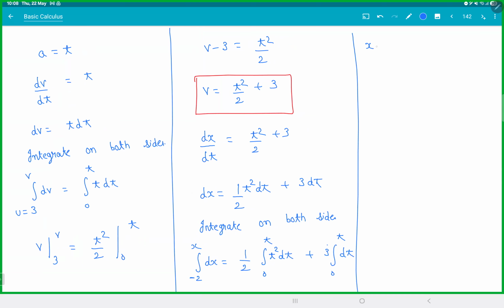Integrate this: x minus of -2 is equal to half t cube by 3 plus 3 into t. Send the 2 that side, you'll get t cube by 6 plus 3t minus 2. Check. That's your position, everyone. You just have to carefully integrate 2 times and you'll get the answer.